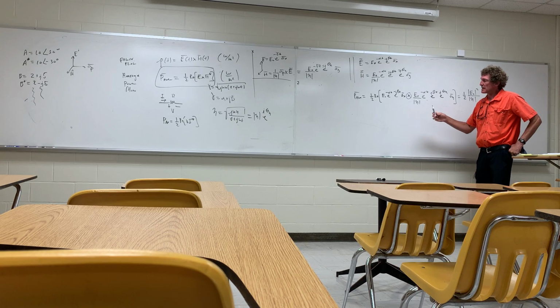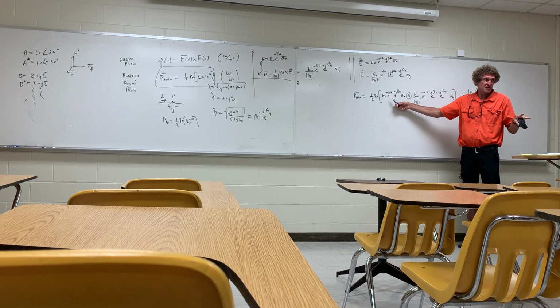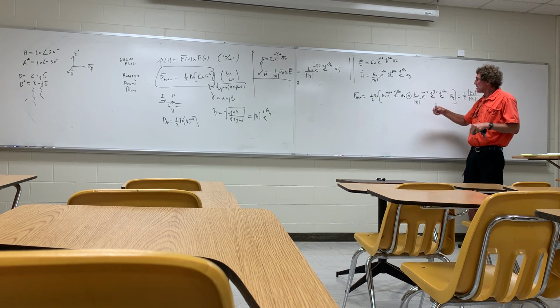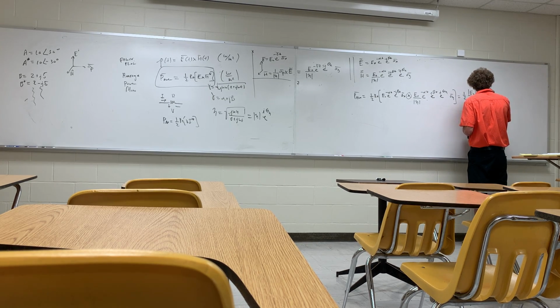Now, the next thing I take a look at is I have e to the minus alpha z. That's like e to the minus 3z. It's always real. There's no possibility of an imaginary number there. I have e to the minus alpha z twice. That means it comes out as e to the minus 2 alpha z.